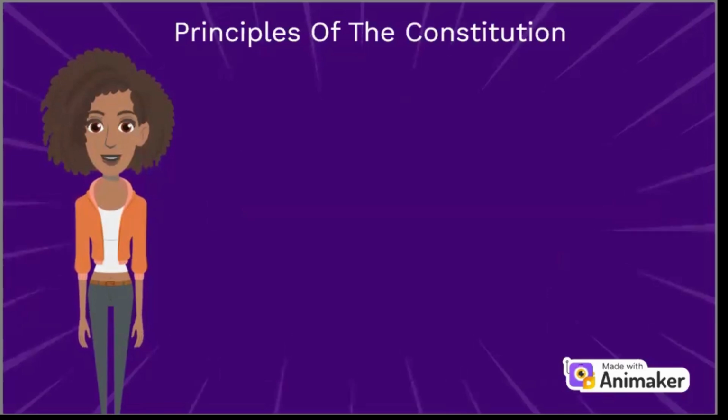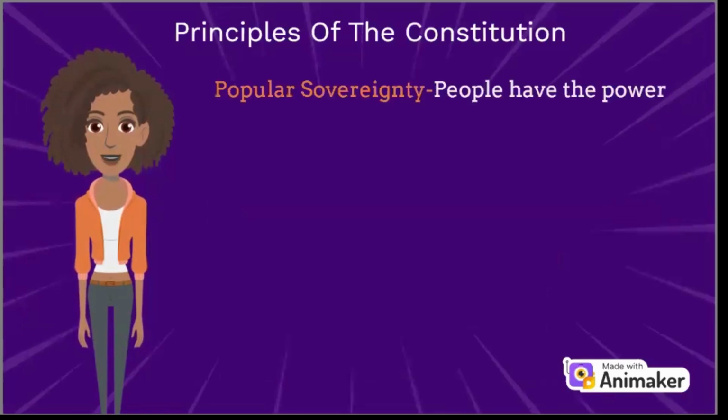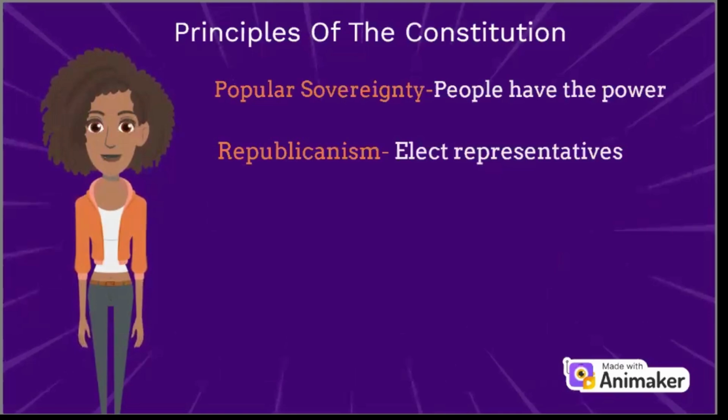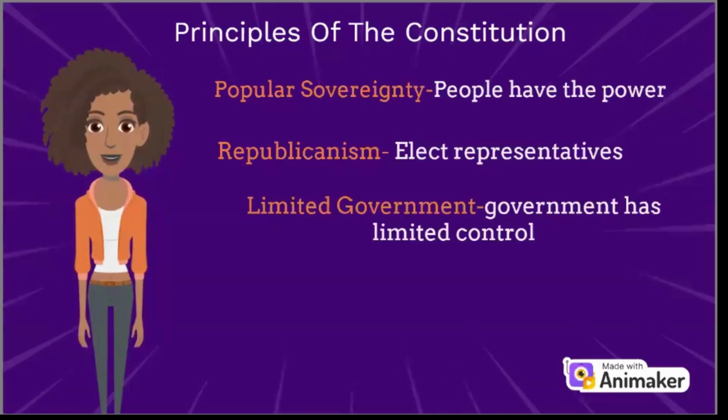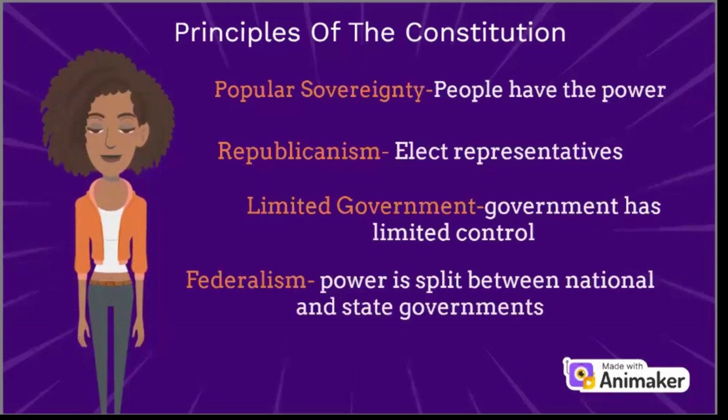Let's break it down into more simple terms, starting with popular sovereignty. People have the power. Republicanism, elect representatives. Limited government, government has limited control. Federalism, power is split between national and state governments.